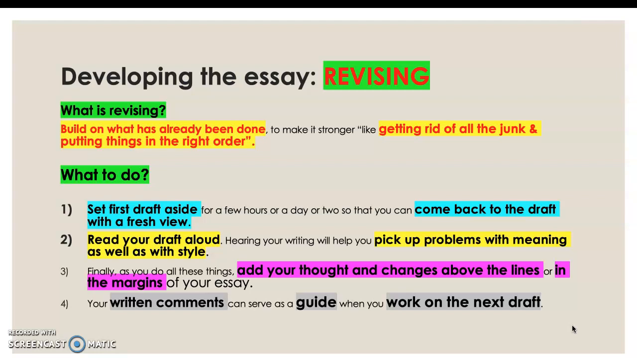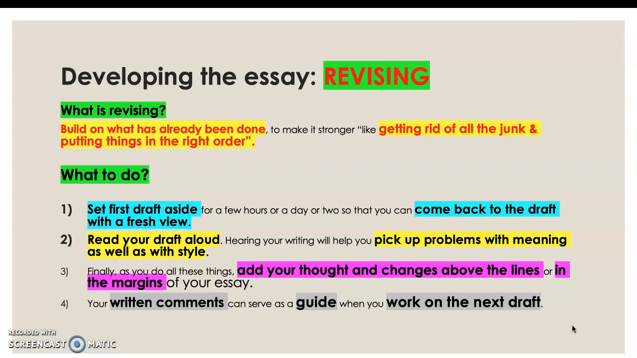So first, you have that first draft, put it aside for a few hours or a day, and then come back to the draft with a fresh view to have a look at it. Once you come back to the draft, you read your draft aloud. There's research that shows that when you read your draft aloud, you listen to it and pick up the problems with meaning or style, any problems that you have with that draft. So try to do that, read aloud, and then try to identify what the problems are.